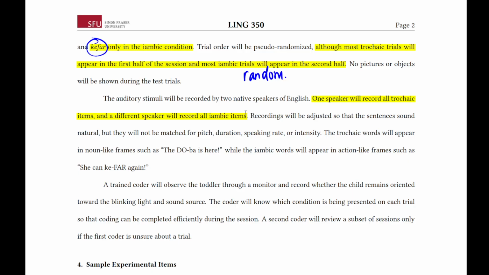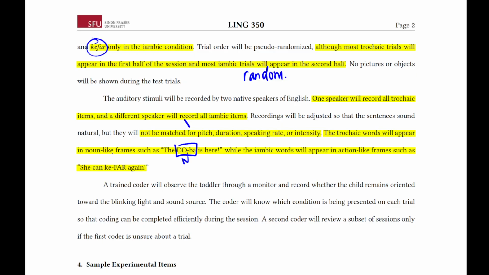Recordings will be adjusted so that the sentences sound natural. That's great, but they will not be matched for pitch, duration, speaking rate, or intensity. So these things link together. If they could somehow do a match, maybe this is a little bit better, but still, we would want both speakers recording both items. If we keep going on, the trochaic words will appear in noun-like frames, while the iambic will appear in action-like frames. So this is also problematic because we just have a different category here.